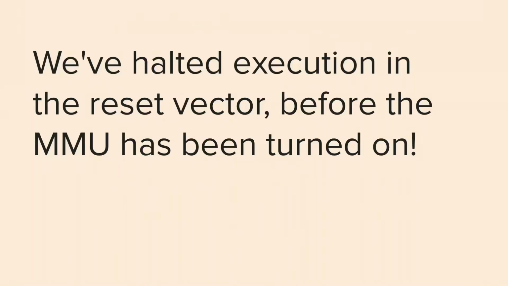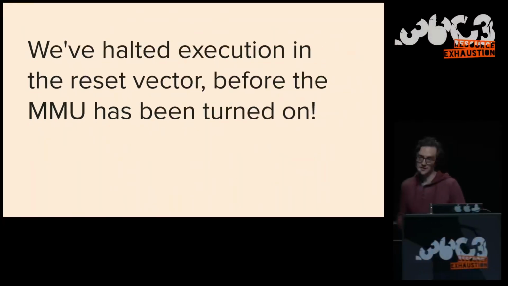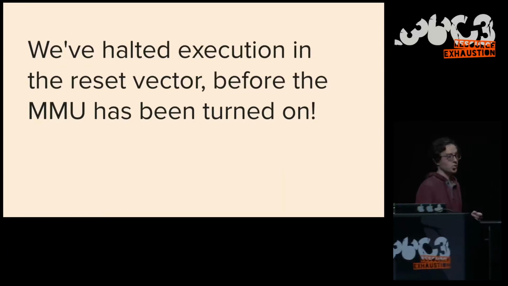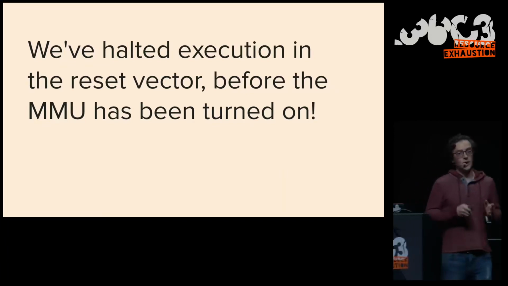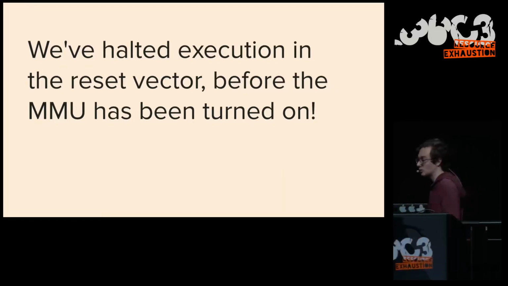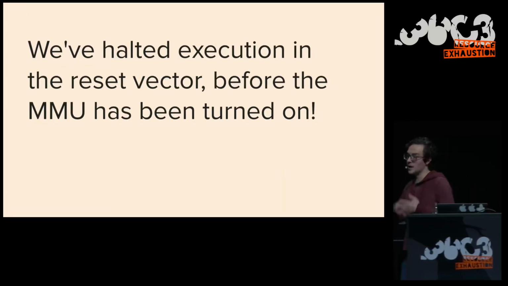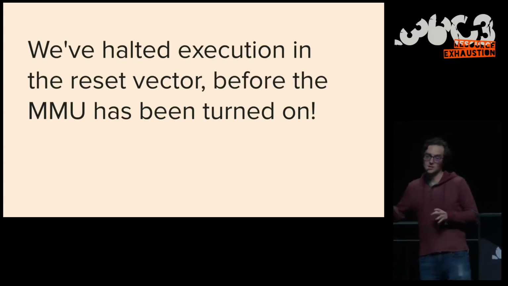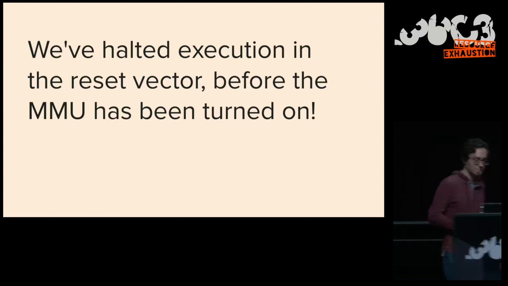Now things are really, really getting interesting, because what this suggests is that we've managed to halt the execution of a CPU core while it's actually running the reset vector, and in particular before the MMU has been turned on. Now, this is a really critical point in time for KTRR, because before the MMU has been turned on, KTRR is unable to protect the CPU from executing instructions outside of the locked down region.